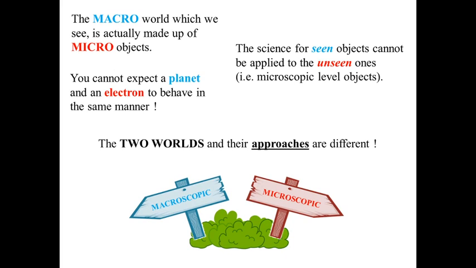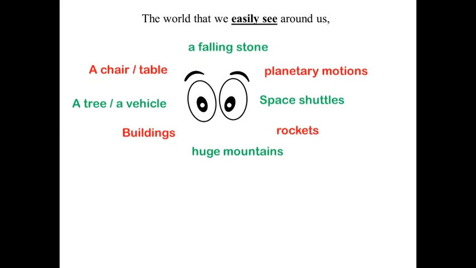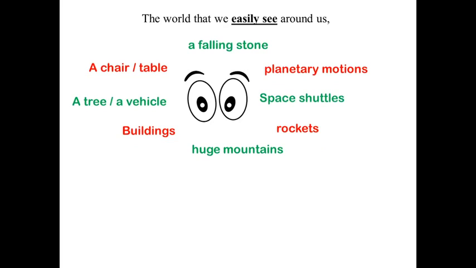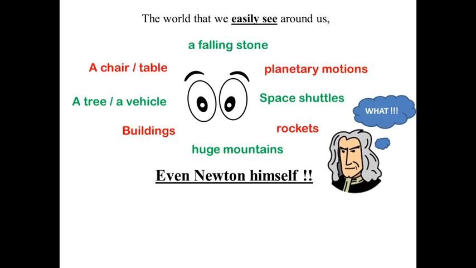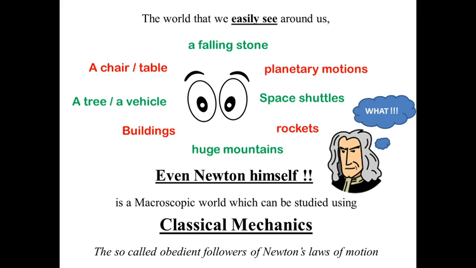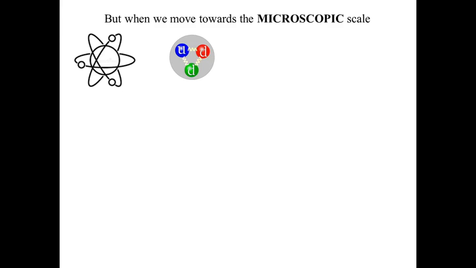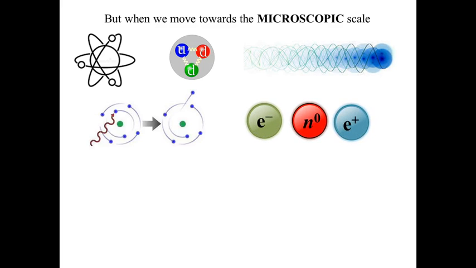For the first world, the macroscopic world, whatever you see around you easily, that whole thing consists of this macroscopic world, and basically you, me, or even Newton himself, all things come under the macroscopic world, which is governed by classical mechanics, which follows Newton's laws of motion. But when we move towards the microscopic scale, that is electrons, protons, neutrons, elementary particles and their dynamics, all these things come under the microscopic world and are governed by quantum mechanics.